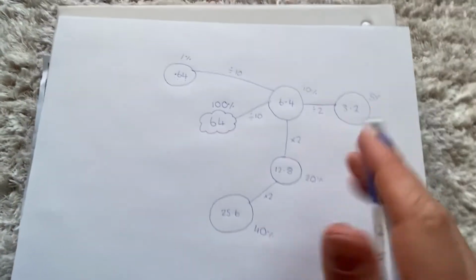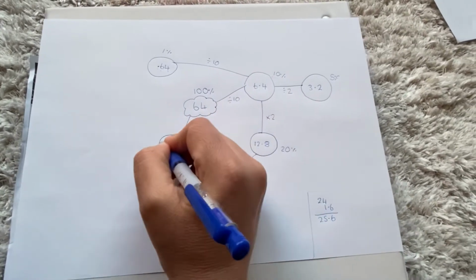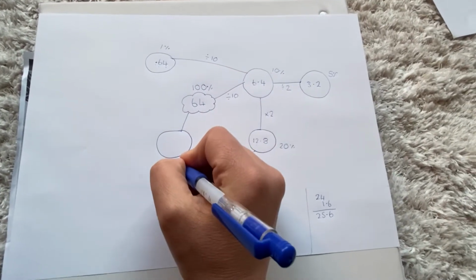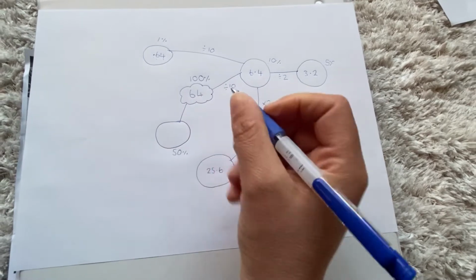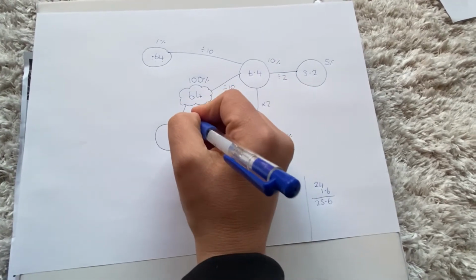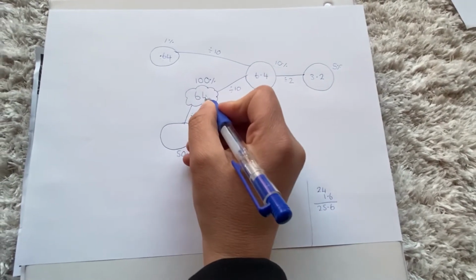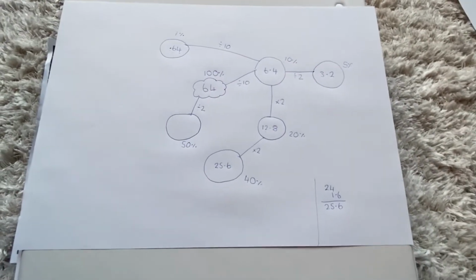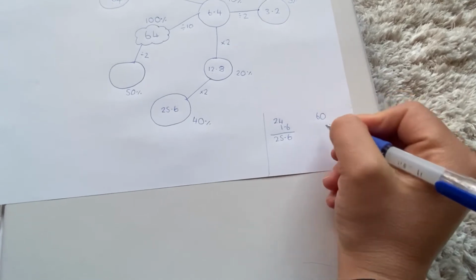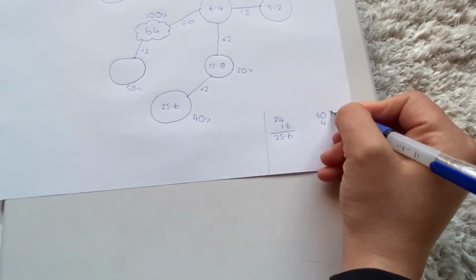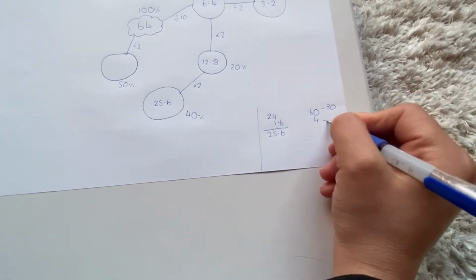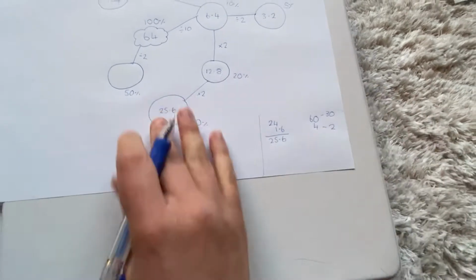Okay, so what else do I want to find out? I want to find out 50%. That's also a useful one. So 50%, and I divide that by 2. So 64 divided by 2. So I'm going to do 60 and 4. So that's 30 and 2.